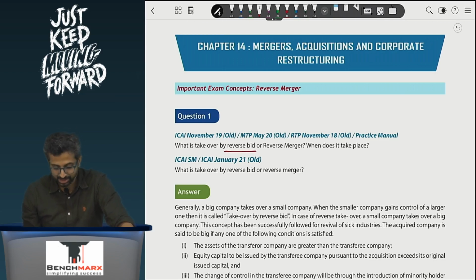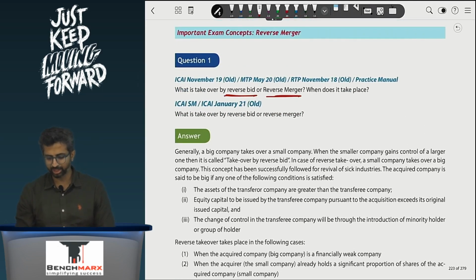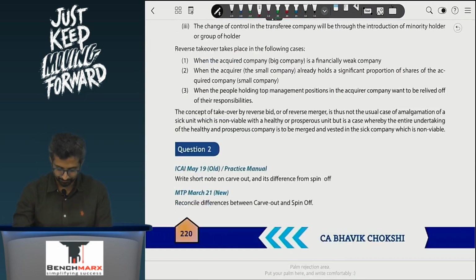What is a reverse bid or a reverse merger? A smaller company acquiring a bigger company, or a loss making company acquiring a profitable company, or an unlisted company acquiring a listed company. All of these are called cases of reverse merger. Okay, so why would I do that? Various reasons. Maybe I want to carry forward losses, maybe I want to automatically get my company listed, whatever be the reasons. There can be various reasons why we can do a takeover, let us say by reverse bid.